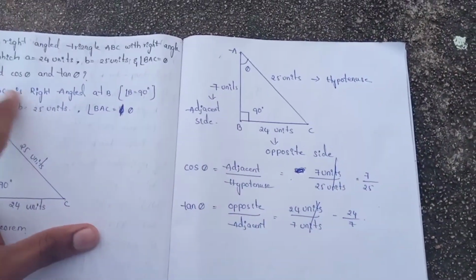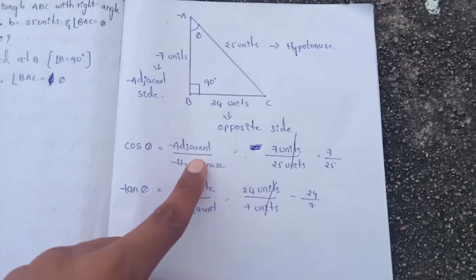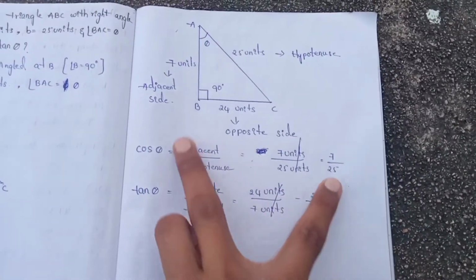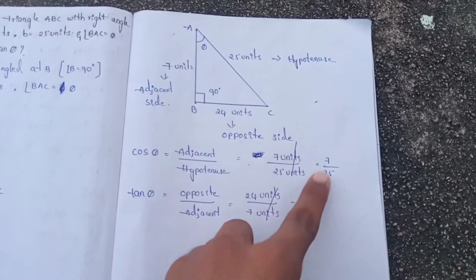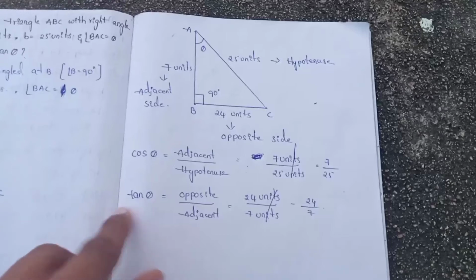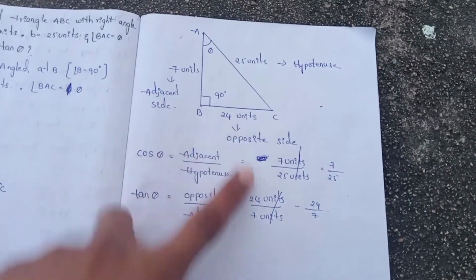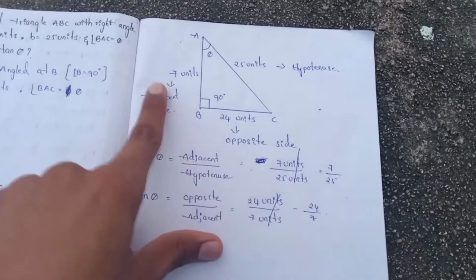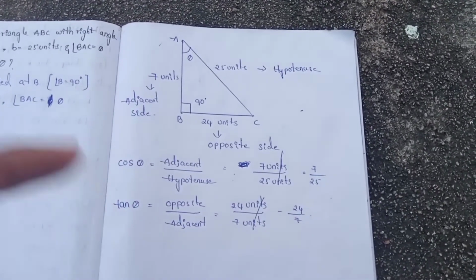What is asked to find out? Cos theta, tan theta. Cos theta is nothing but adjacent side by hypotenuse. What is the adjacent here? 7 units. Hypotenuse 25 units. Units cancel, 7 by 25. Next, tan theta means opposite by adjacent. What is the opposite given here? 24 units. Adjacent 7 units. Units cancel here. 24 by 7 is our answer. See here, this is our answer.